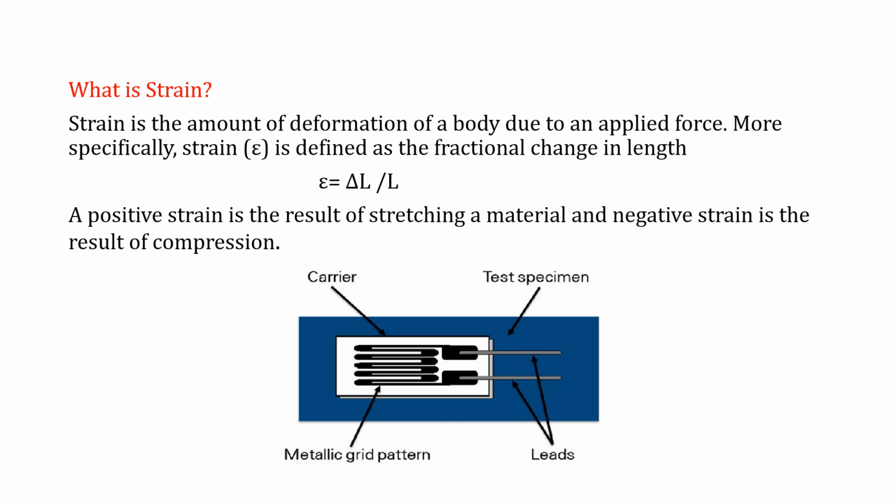So this is the main diagram for a strain gauge. Here the input is stress. A force is applied in the leads, in which deformation or compression takes place in the metallic grid pattern. Then this is the test specimen. Whenever a force is applied in the leads, there is a change, either elongation or compression, specified as positive strain or negative strain, applied in the metallic grid. That is called strain.